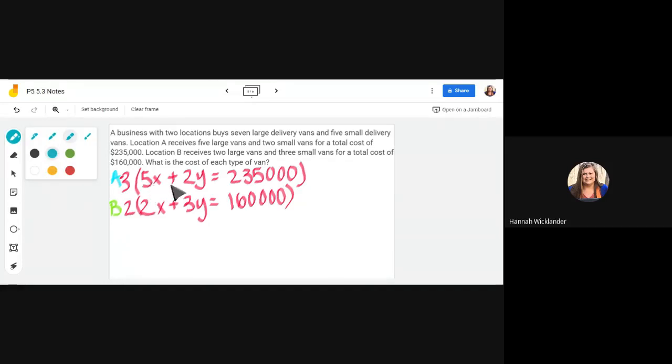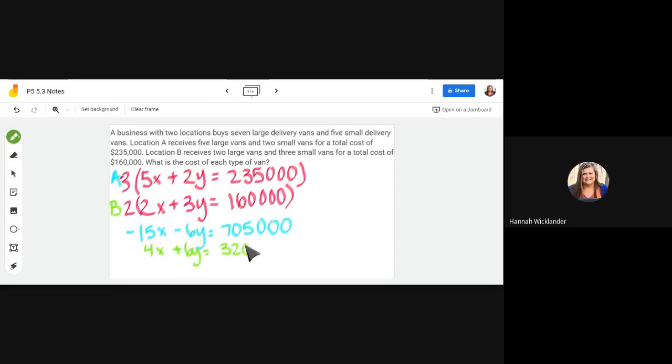So for equation A, I'm going to rewrite it as negative 15x minus 6y equals negative 705,000. And then for B, I get 4x plus 6y equals 320,000. Now, I have two numbers that will cancel out. So I can cancel out my y's.